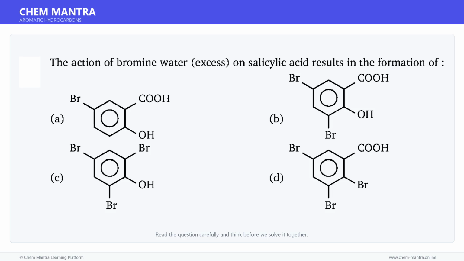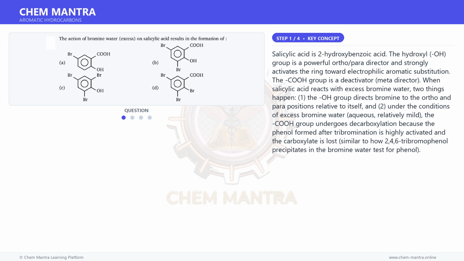Here is a question. Read it carefully and think about the answer. Let us solve it step by step. Let us first understand the key concept here. Salicylic acid is 2-hydroxybenzoic acid.